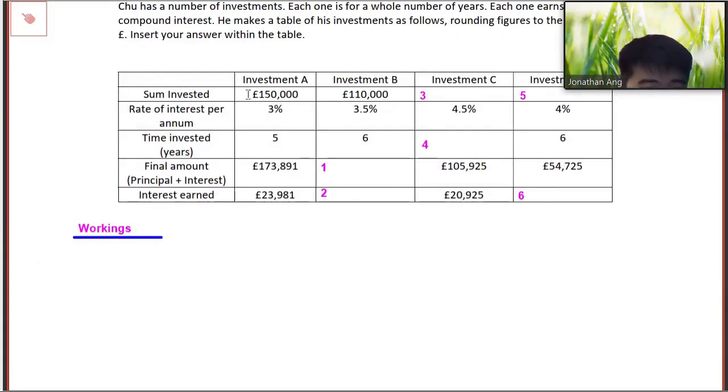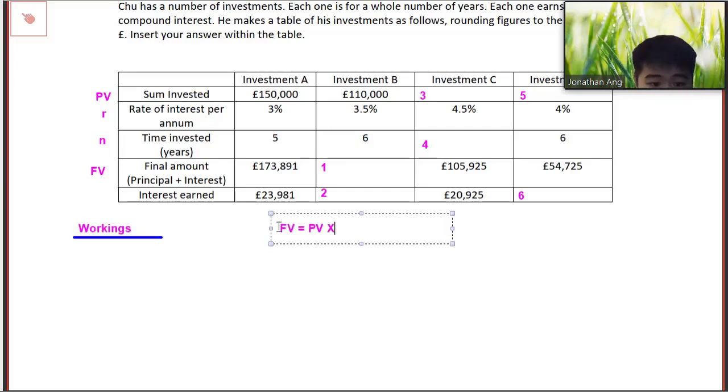Now you see, the first one is your sum invested. Sum invested is your present value. Rate of interest is your R, time is N, final amount is your future value, and this is your interest earned. How much is the interest that you earn? Now remember, the formula is still the same: future value equals present value multiplied with 1 plus R to the power of N.